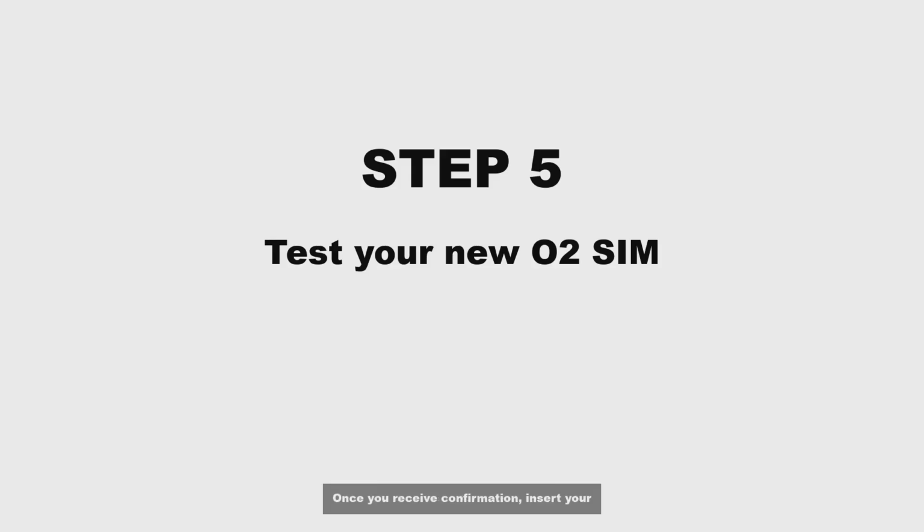Step 5. Test your new O2 SIM. Once you receive confirmation, insert the new O2 SIM card into your phone. Make a call or send a text to ensure your number has been successfully ported. If you encounter issues, try restarting your phone. Transferring your number can seem daunting, but following these steps will help you get it done without a hitch. Good luck with your new O2 plan.